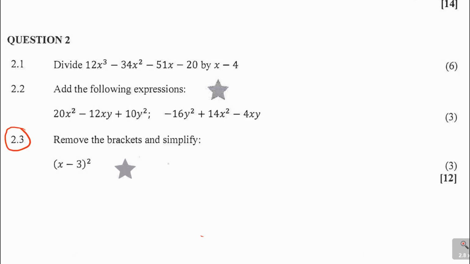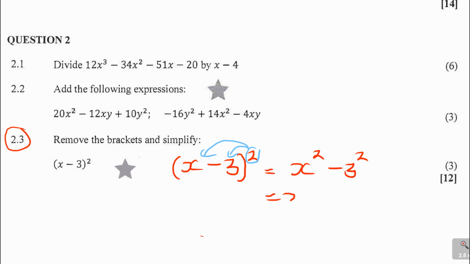I know what they were trying to do here. The examiner was trying to check whether you make the kind of misconception or errors that students usually make. Look at this. If they say x minus 3 squared, this is what students are tempted to do. They open a bracket like this, as if they are saying this will be x squared minus 3 squared. So they will get as the answer x squared minus 9. 3 squared is 9.